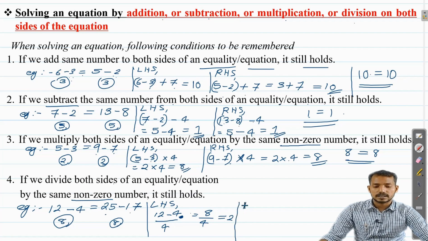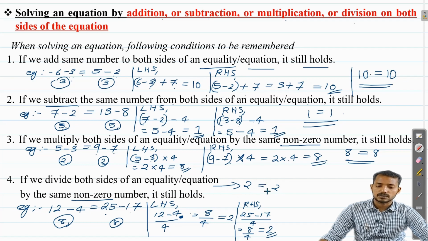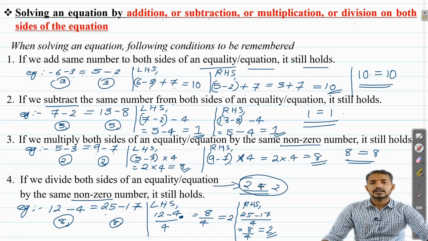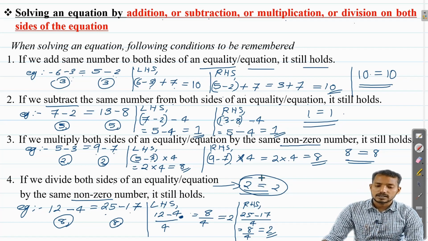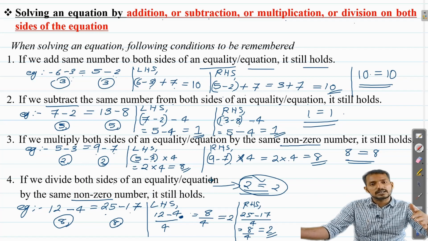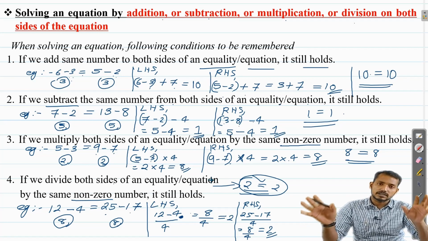Now what is the right hand side of the equality? 25 minus 17, I am going to divide by 4, which is equal to 25 minus 17 is 8, divided by 4, which is equal to 2. So here also we got 2 on the right side and 2 on the left side. So 2 equal to 2. So here, after dividing by the same number on both sides, the equality still holds. Even though the terms on the LHS and RHS change, they will be equal.